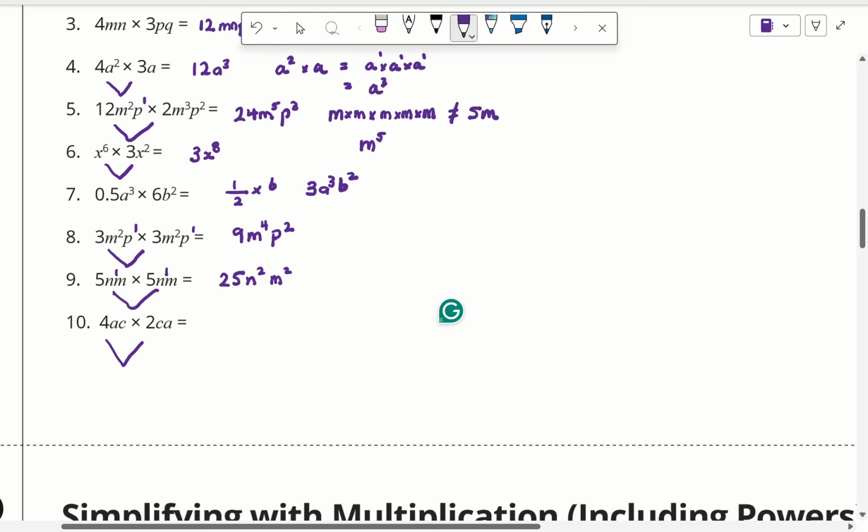Again, 4 2s are 8. And a times a is a squared. A squared. And c times c is c squared. Notice that the ca times ac, it's the same thing. It's just multiplied in different order, but it's still going to be the same result.